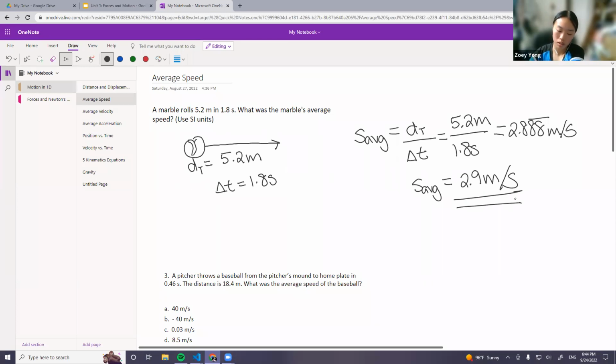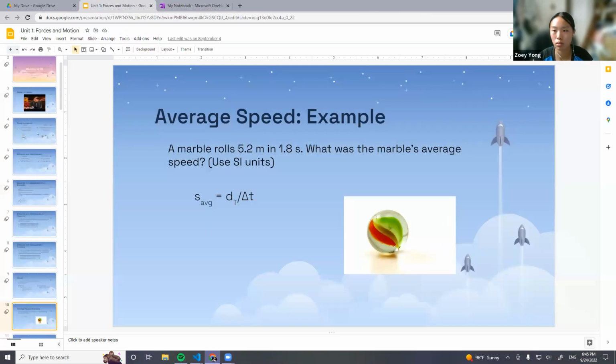So that's the average amount. That means that in 1 second, on average, this marble goes 2.9 meters. And you can see our units came out correct because it's distance divided by time. So something in meters divided by something in seconds. So this is our answer. And now you're going to try a practice problem.